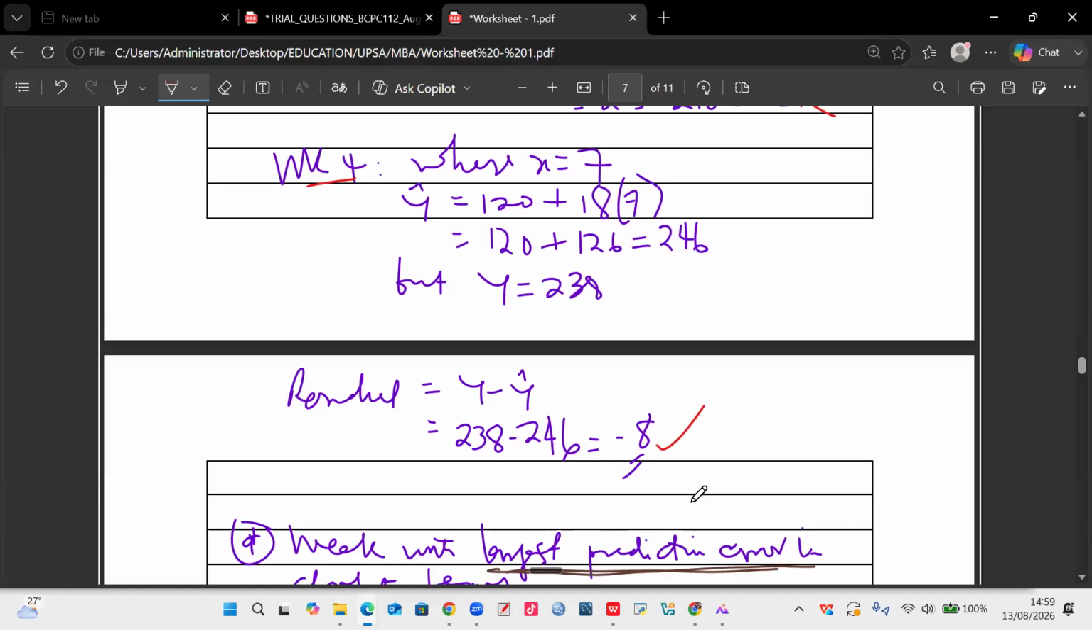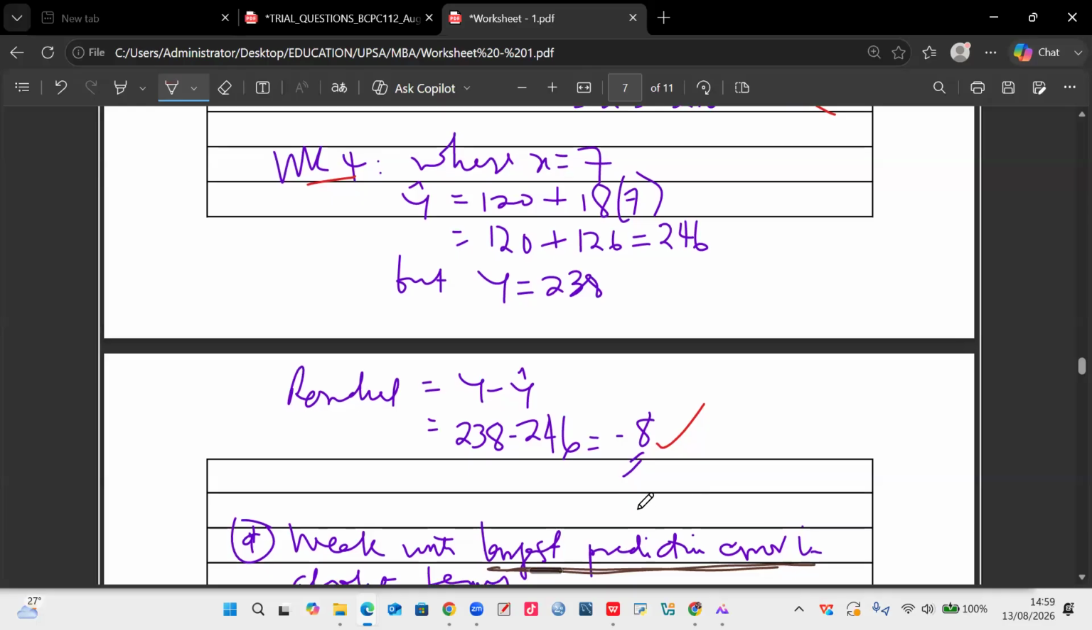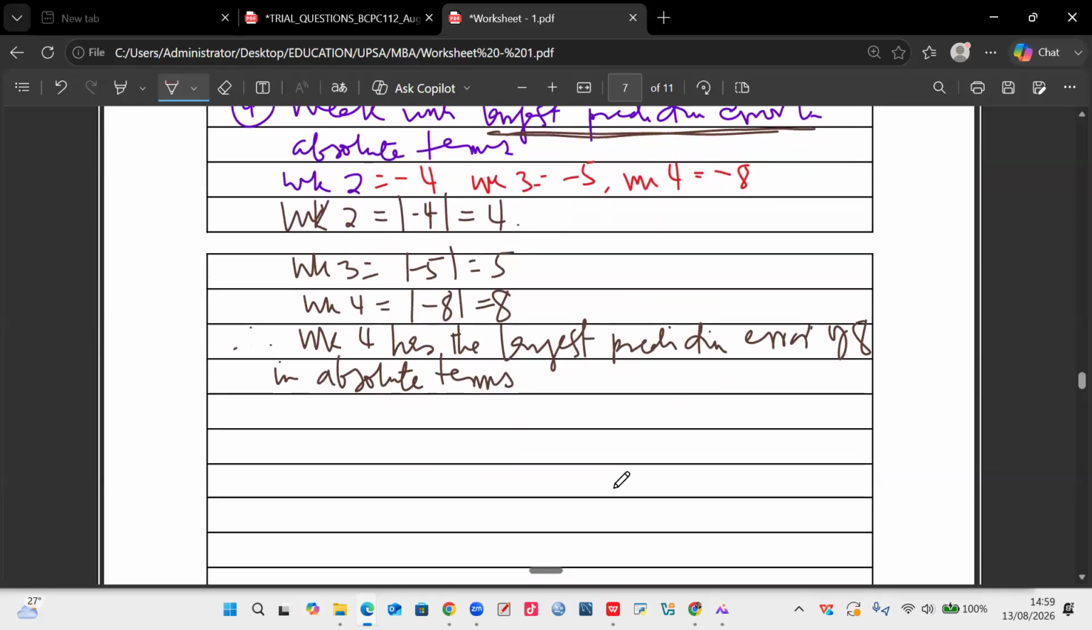Check it well. The actual booking was 238, but the predicted booking was 246. So was it an over prediction or under prediction? They over predicted it, because the actual one was lesser.